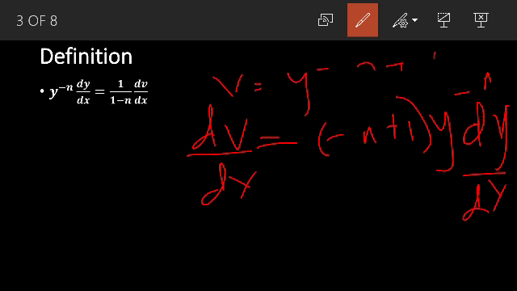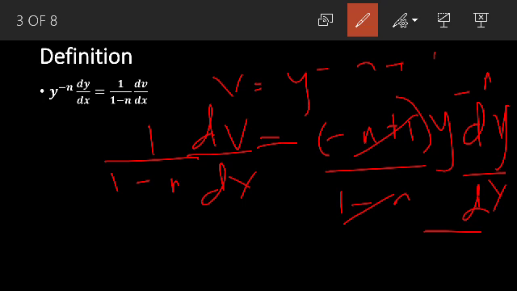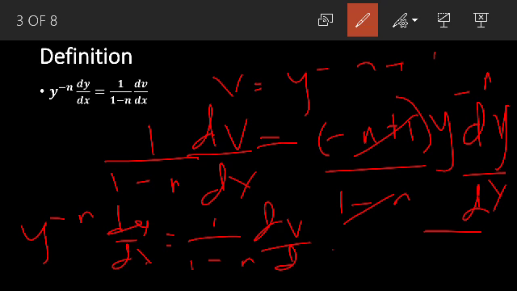Now your y^(-n) dy/dx, which is this now, means I will divide both sides by (-n+1). Minus n plus 1 also means 1 minus n, so this cancels this. That's the same thing here, I divide by 1 minus n. So that's the reason why y^(-n) dy/dx now becomes 1/(1-n) dv/dx. That is what we replace it with.